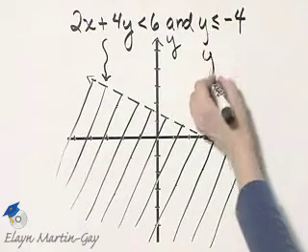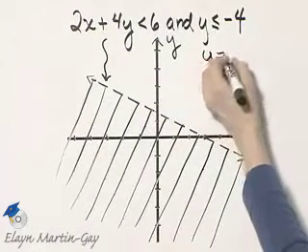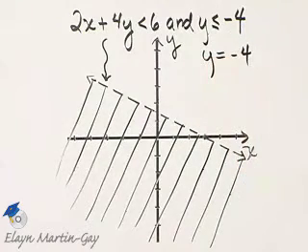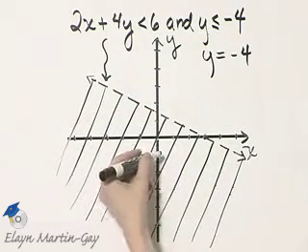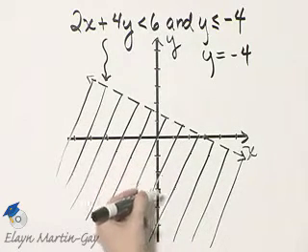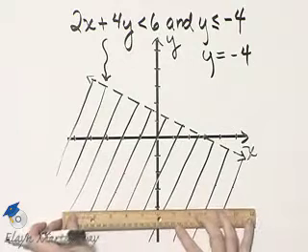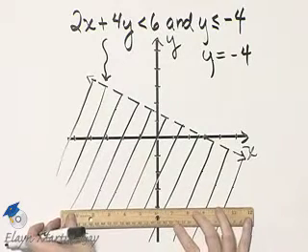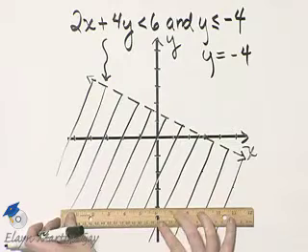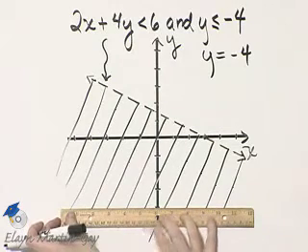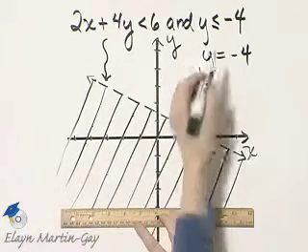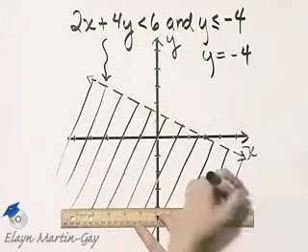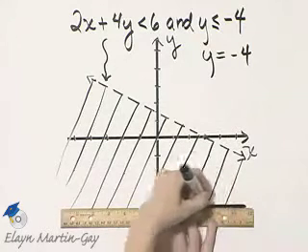So y less than or equal to -4. I first find the boundary line by looking at the corresponding equation, and where is the graph of y is equal to -4? Remember, that's a horizontal line that goes through -4 on the y-axis. And I will draw this as a solid line because my inequality symbol is less than or equal to. So here is the graph of just the boundary line.